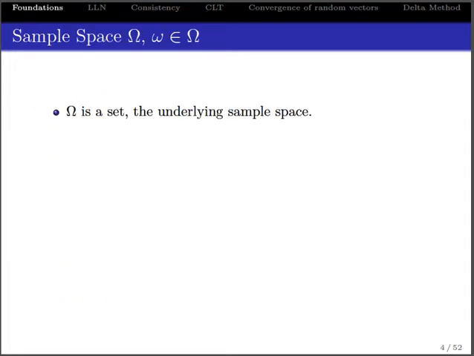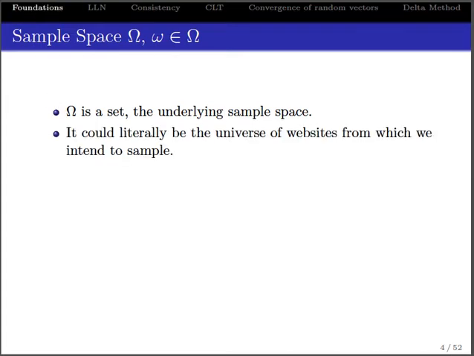We'll start with the sample space, capital Omega, with a little omega in big Omega. It's a set. It's the underlying sample space. It could be a set of eggs in a warehouse, or literally the universe of websites from which we intend to sample. Script F is a class of subsets of Omega, probably a sigma algebra.